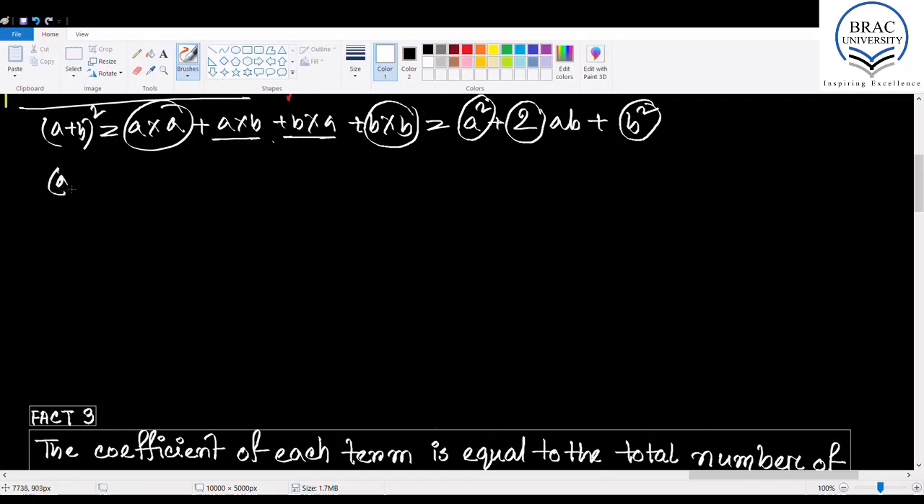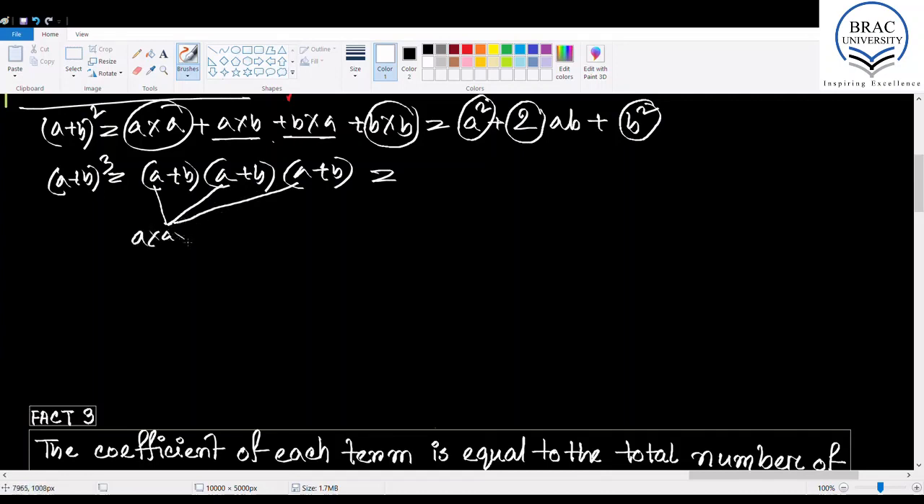And we got in (a + b) whole cube that (a + b) into (a + b) into (a + b). See here, how many ways can we get a cube? If we take a from the first element, a from the second element, and a from the third element, we get a into a into a, that is a cube. Can we get a cube from any other combination from these three? No. So there is only one combination, so only once a cube will appear in the expansion of (a + b) whole cube, so the coefficient is 1.